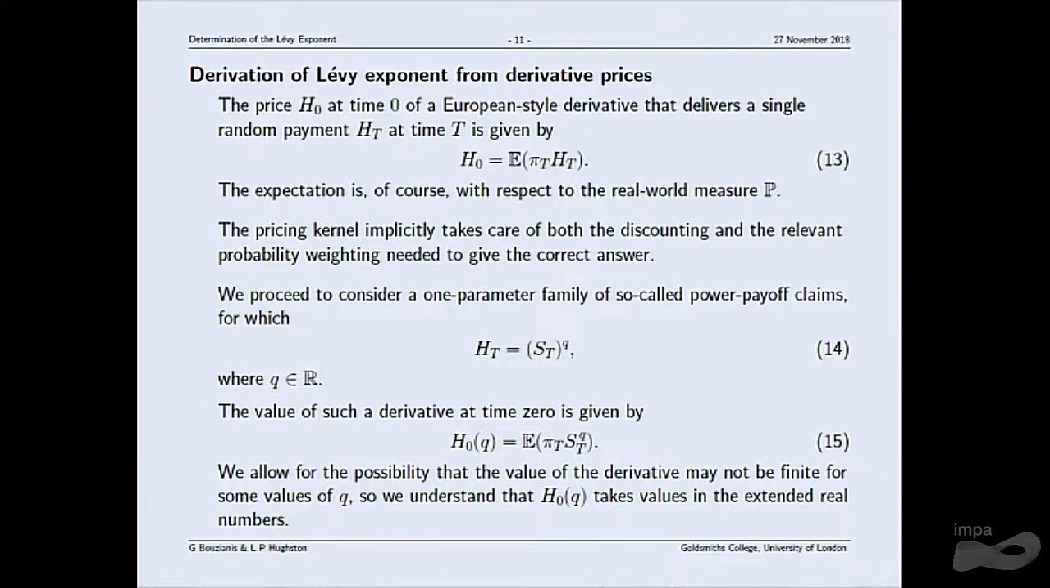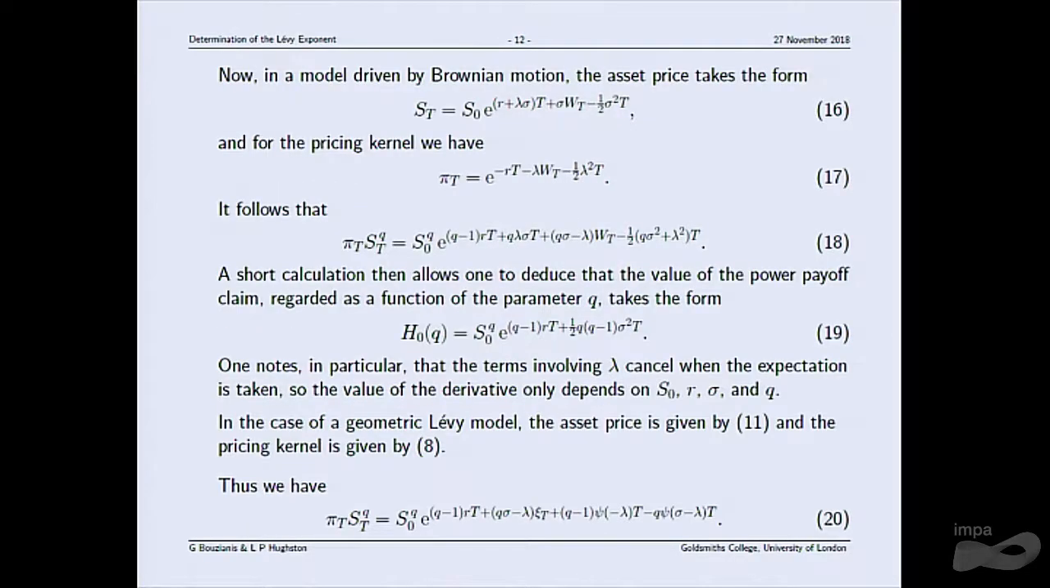Now for some values of q, for certain Levy processes, this value may be infinite. So we'll assume that the value of the derivative is understood as taking values in the extended real numbers. And then we'll look at h over all values of q. Now, we can proceed to value the derivative explicitly. Just to set the scene, we can consider briefly the case of geometric Brownian motion, which is a familiar one. You may have even done this exercise yourself.